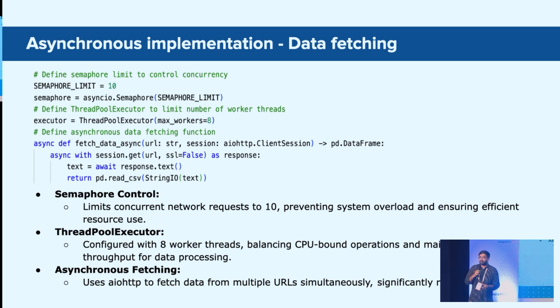Next, you have the max workers. Suppose you have many CPU-bound tasks, and you have, suppose, an 8-core CPU. You don't want too many workers. Ideally, you should have the same number of workers as the number of cores in your CPU. So make sure you check that before setting the max workers. And then you have the function which gets the URLs and fetches the data from each URL. So you have the asynchronous data fetching function there. I spoke about the semaphore control, and then the thread pool executor, which will have 8 worker threads, and the asynchronous fetching using aiohttp.